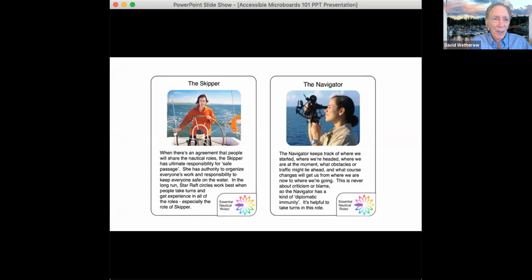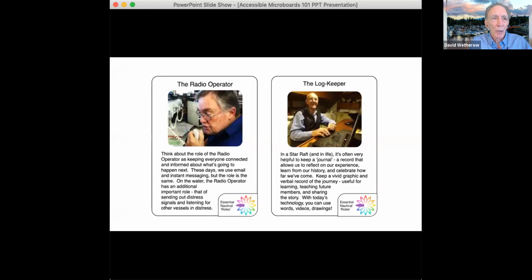And by the way, this is never about criticism or blame. The navigator has a kind of diplomatic immunity. It's helpful to take turns in that role. The radio operator is an easy one to think about. It's somebody who keeps everybody connected and informed about what's going to happen next.